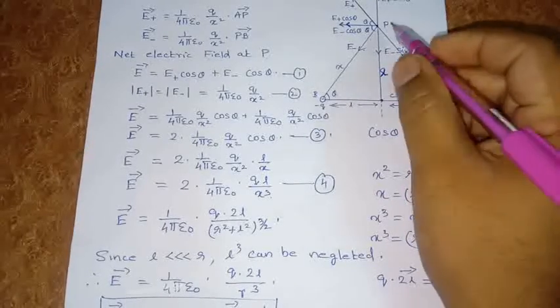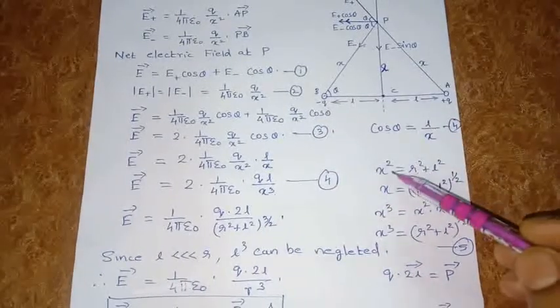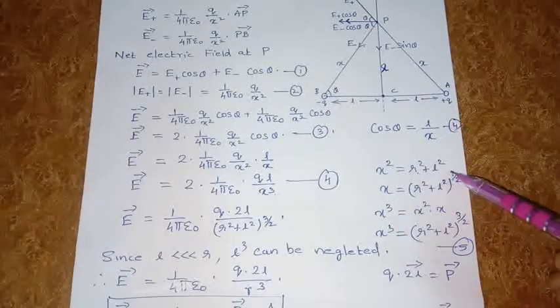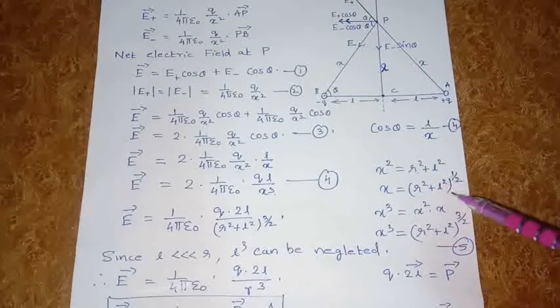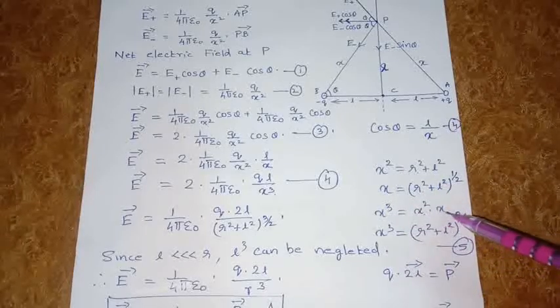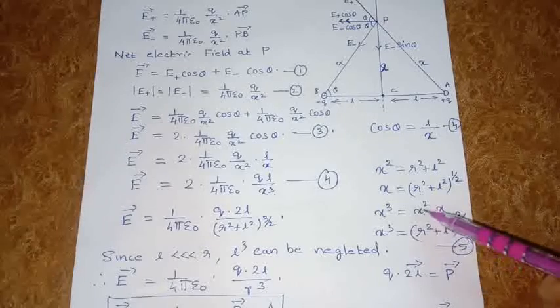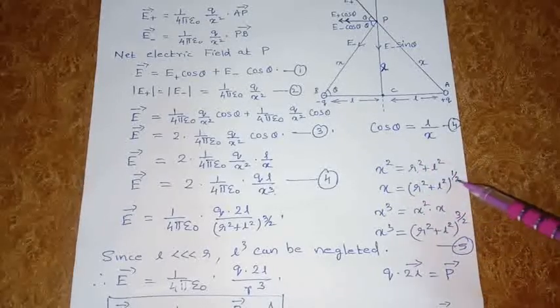The distance between the point P and the center of the dipole is r. Therefore x square is equal to r square plus l square, and therefore x is equal to r square plus l square all raised to 1 by 2. x cube is equal to x square into x. That means r square plus l square into r square plus l square all raised to 1 by 2.